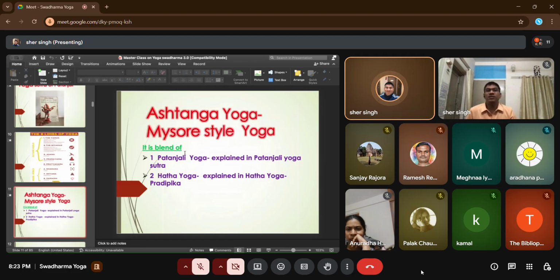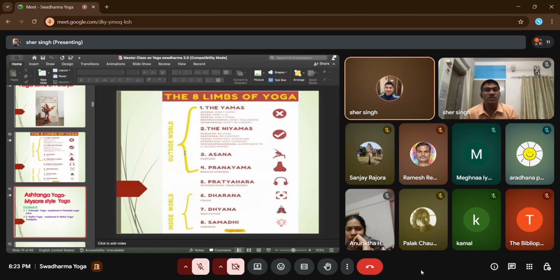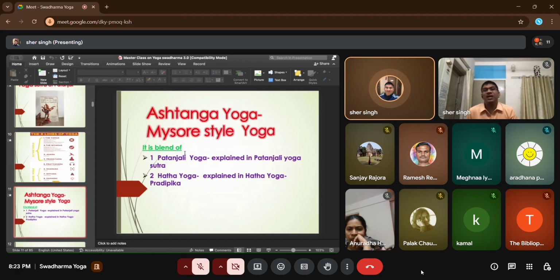The next slide. So now these are the Ashtanga yoga. Then come to this. I always say that Ashtanga yoga is this massive style of yoga.